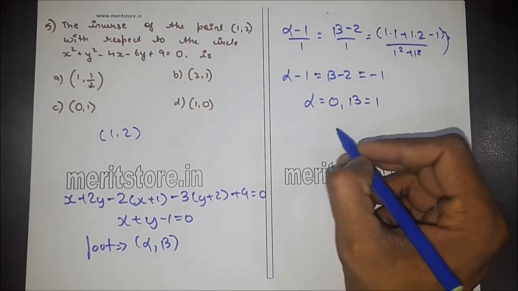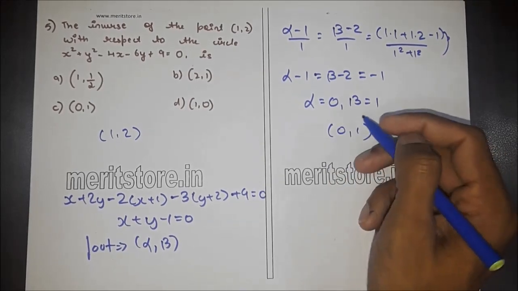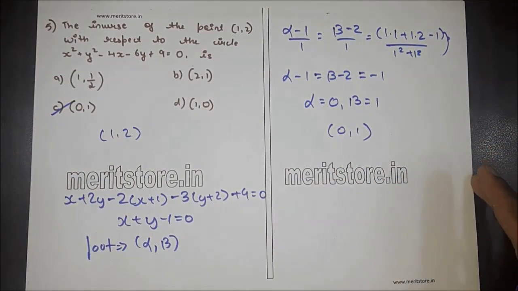Hence, the required point is (0, 1), which is our option C. Therefore, option C is the correct answer.